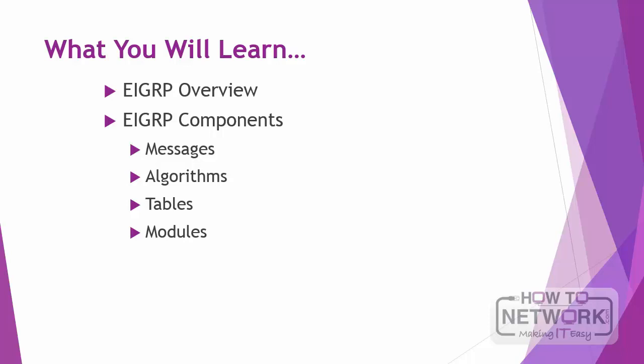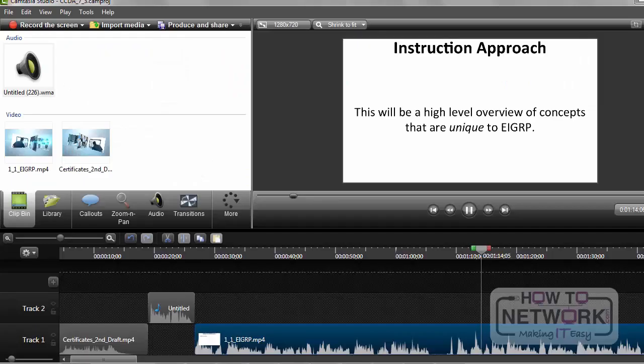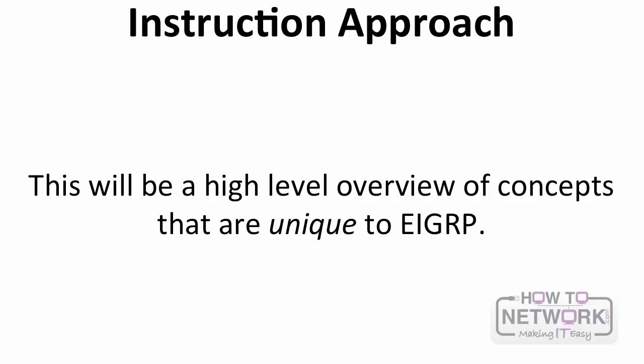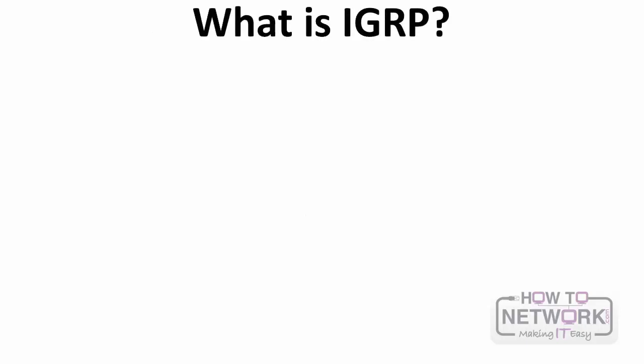Now, the way we're going to approach this is, again, a high-level overview of concepts that are unique to EIGRP. So we all know that EIGRP can support VLSM, for example, but many routing protocols can. So we're not going to dig into VLSM and EIGRP. We're going to talk about things that are unique to EIGRP.